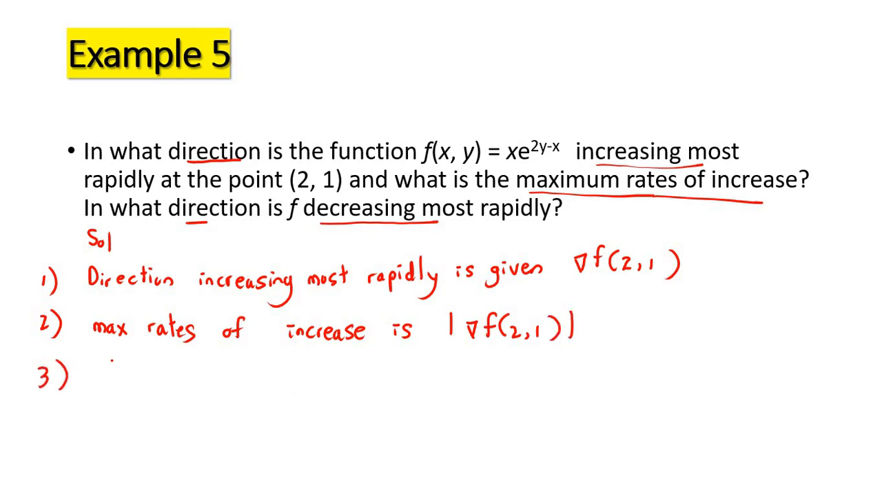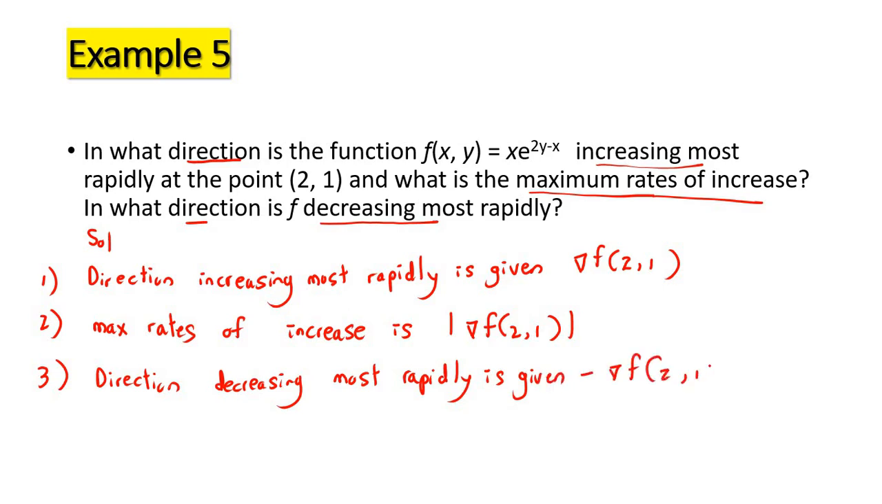The third thing they want is the direction of decreasing most rapidly, which is given by the negative of the gradient vector. So the direction of increasing most rapidly is given by the gradient vector. For the decrease direction, it is the negative. So if they want the minimum rate, the rate of decrease.